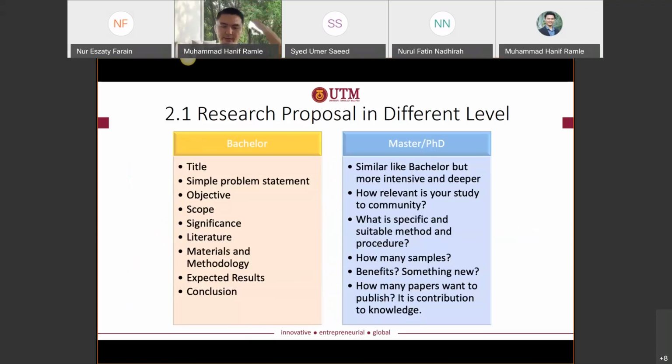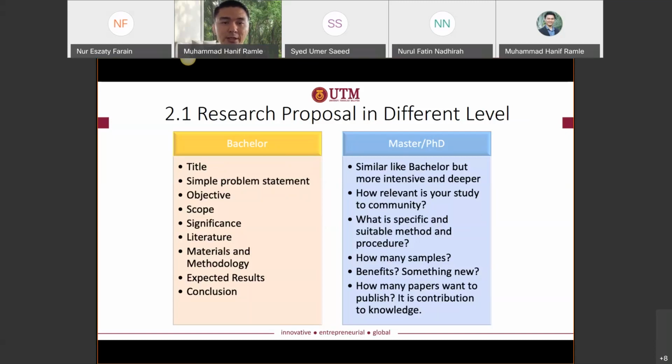Okay, these are the differences between master, PhD, and bachelor proposals. So for bachelor, the title is number one. We have title, simple problem statement, objective, scope, significance, literature, material and methodology, expected result, and conclusion. The same goes for master and PhD actually, but in a different way, of course. Master and PhD are more intensive and deeper.